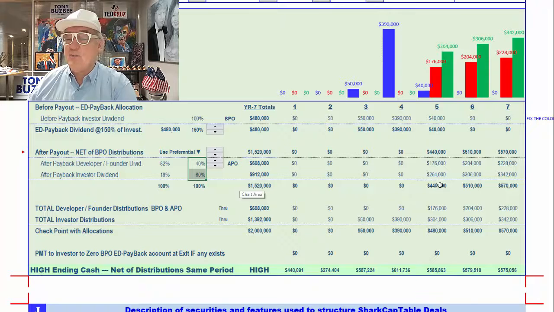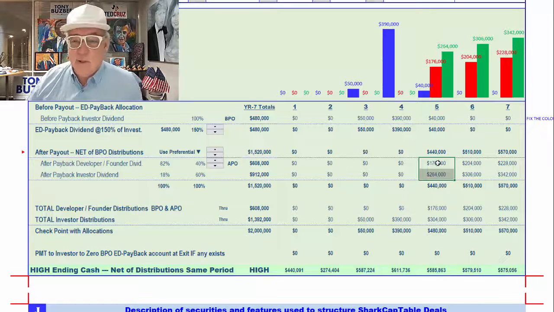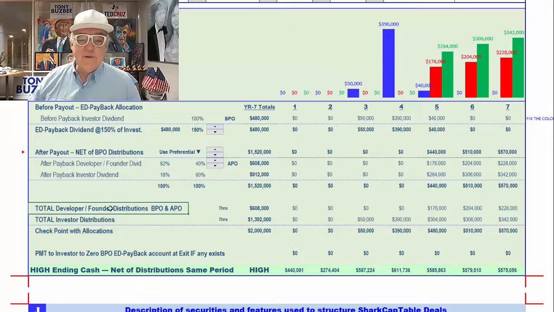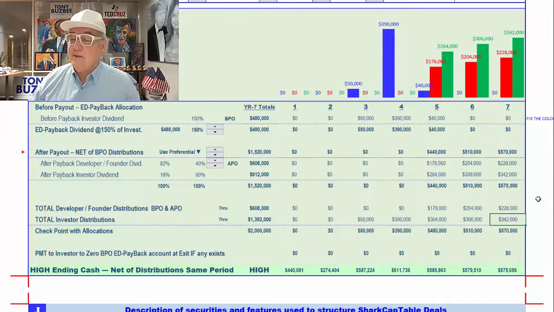So this is how much money you get in years 5, 6, and 7. The total is 440, 510, and 570. And this is just a checkpoint against these because these little guys here are the 60 and 40% of the total. And here's the total developer. So developer does pretty good. And the investor, well, he gets his 50. There's the 390, and then he gets the 304 because he's got 40 still coming. Okay, now he's back down to the 306 and the 342.